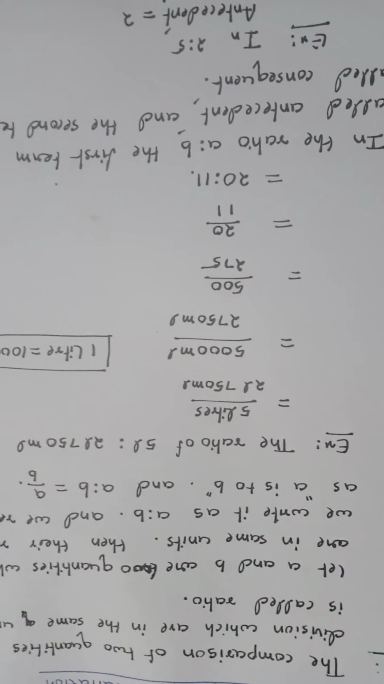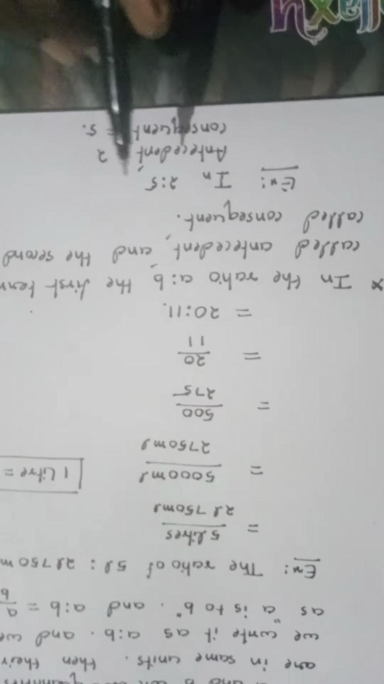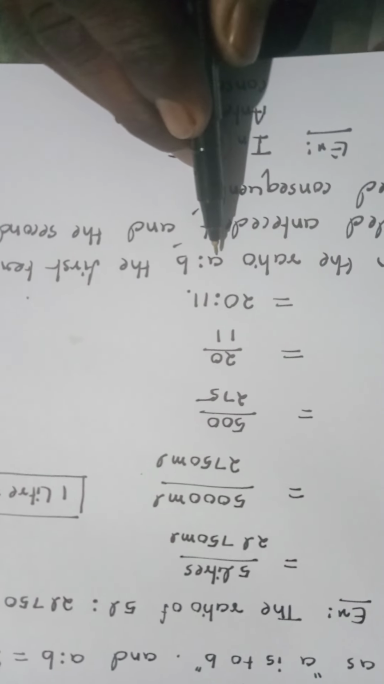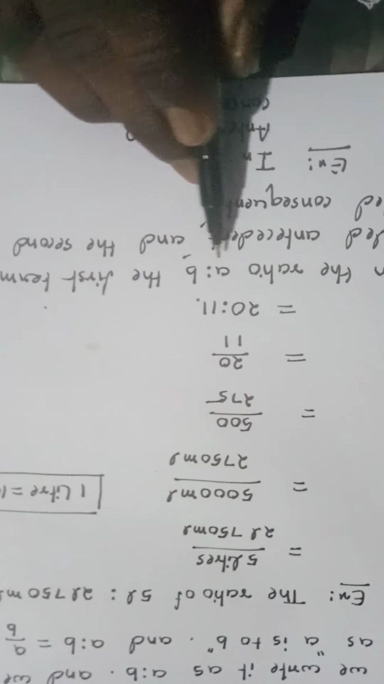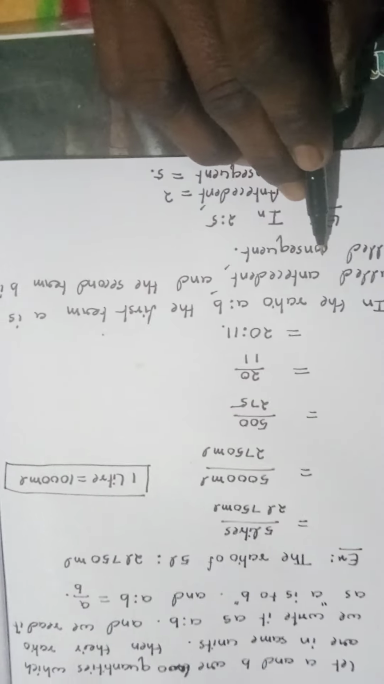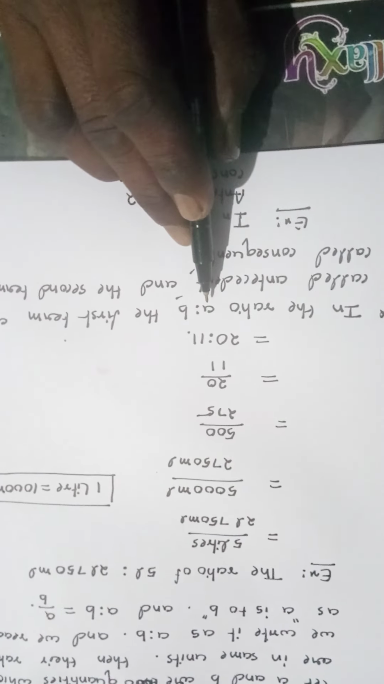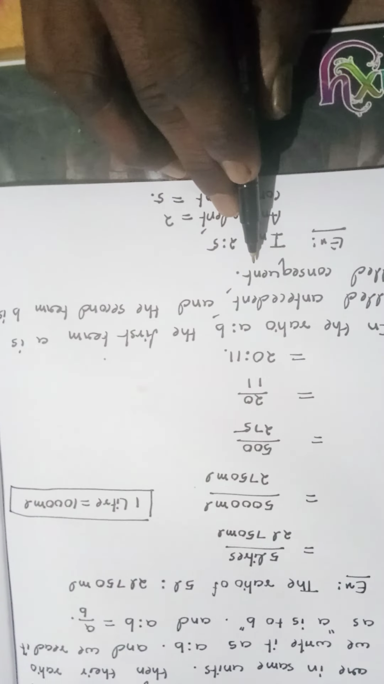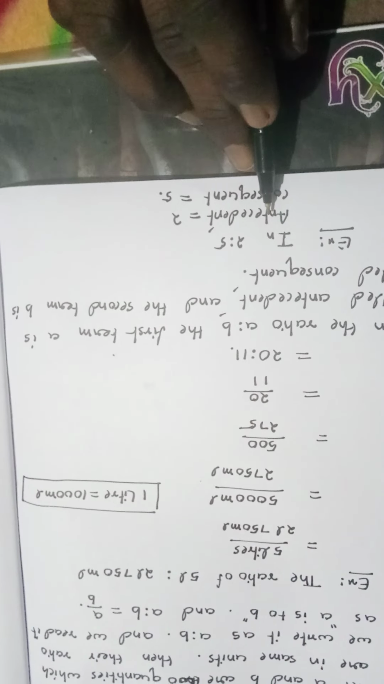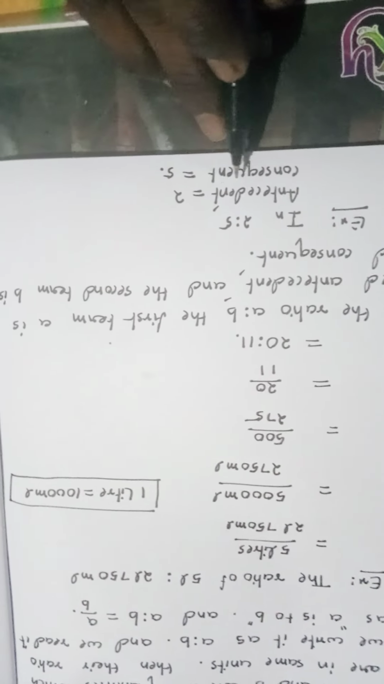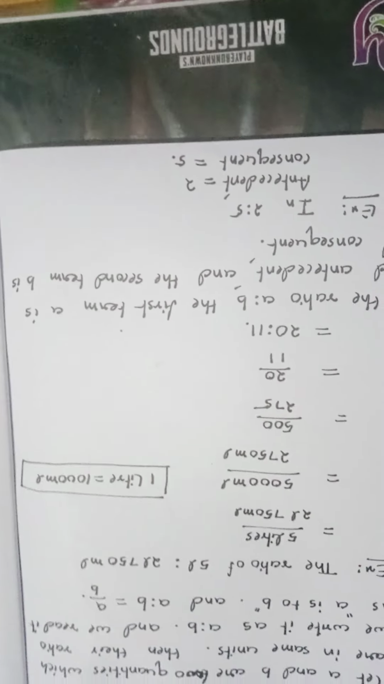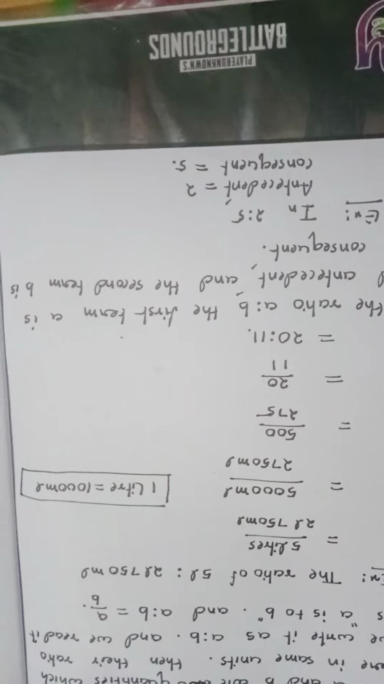Now you need to remember one more thing here. Suppose in the ratio A is to B, A is the first term and B is the second term. The first term of the ratio we call the antecedent, while the second term we call the consequent. So for example, in the ratio 2 is to 5, the antecedent is 2 and the consequent is 5.